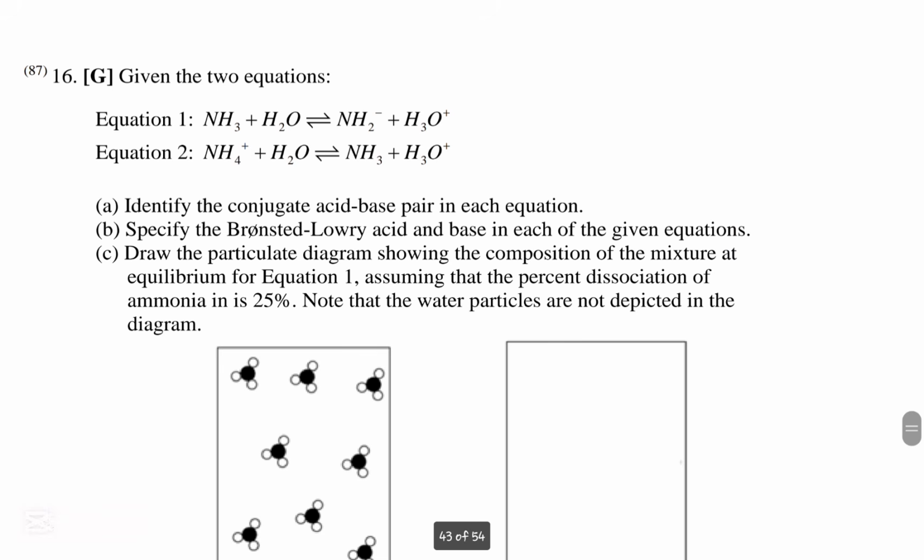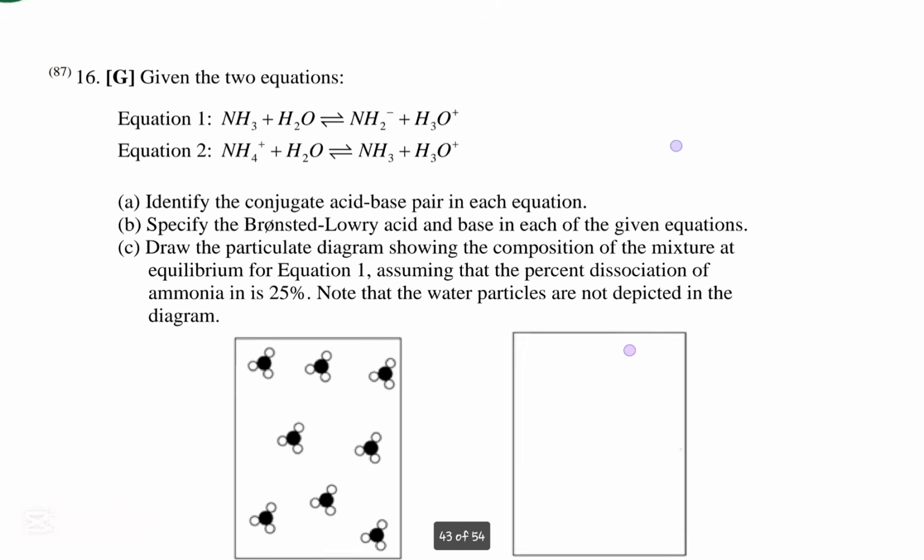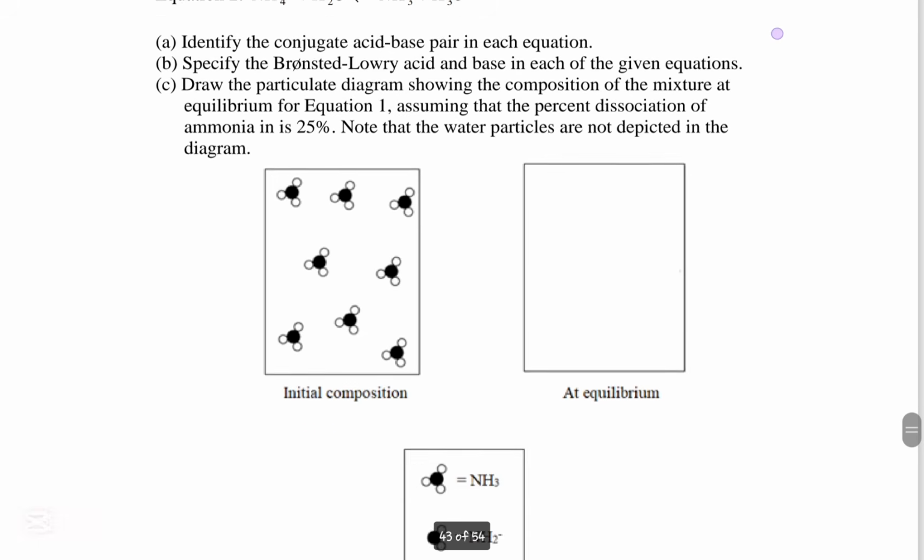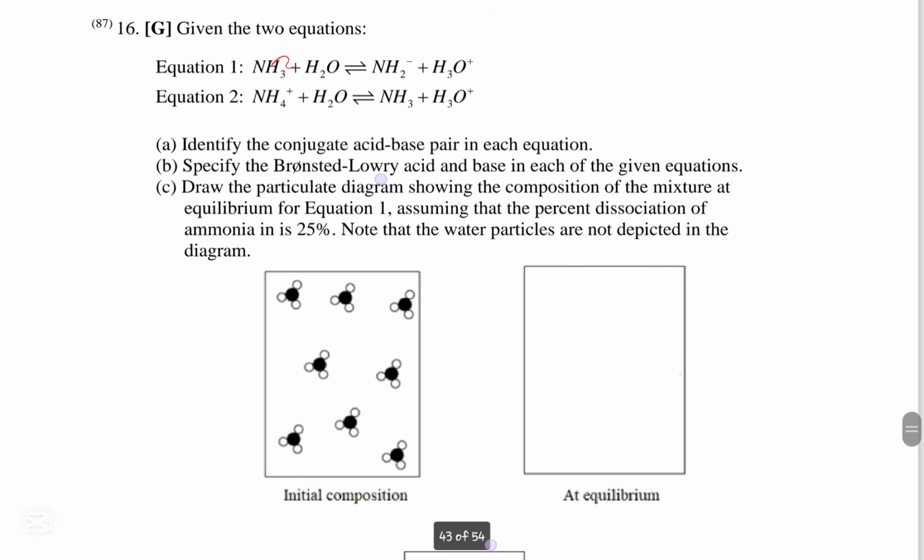Given the two equations, NH3 plus H2O in equilibrium gives me... okay, before I continue with this, let us identify the acid, the base, the conjugate acid, and the conjugate base. NH3 plus H2O in equilibrium gives me NH2 minus plus H3O plus. NH3 turned into NH2 minus, so it gave away a proton, so it's a proton donor, so it's an acid. H2O turned into H3O plus, so it accepted the proton, so it is a base. The acid turns into a conjugate base, the base turns into a conjugate acid, okay?